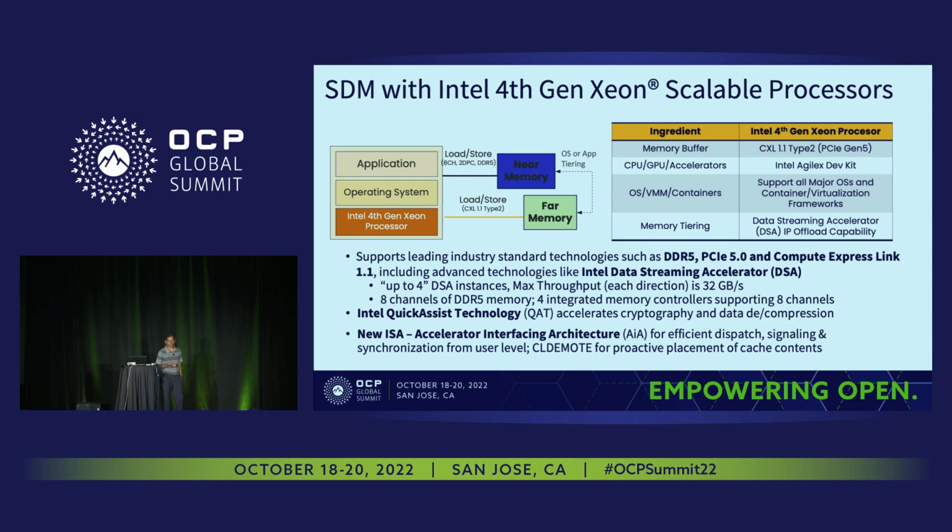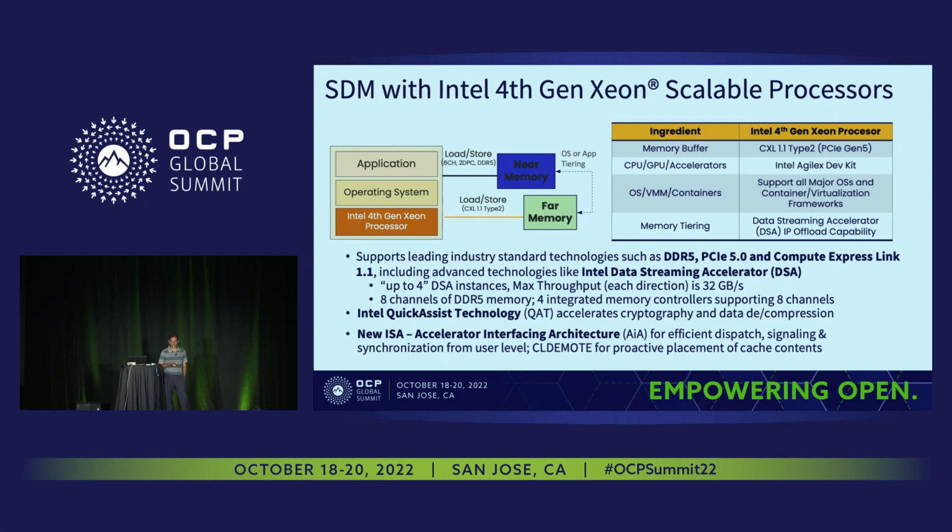For example, we have a data streaming accelerator. It is primarily for memory operations, so you have memory copy, memory move, memory set, fill operations. A lot of these operations, especially when you are doing the bulk movement from the near memory tier to the far memory tier, you don't want to consume the precious CPU cycles. So you could offload that capability through the accelerators available on the Sapphire Rapids platform.